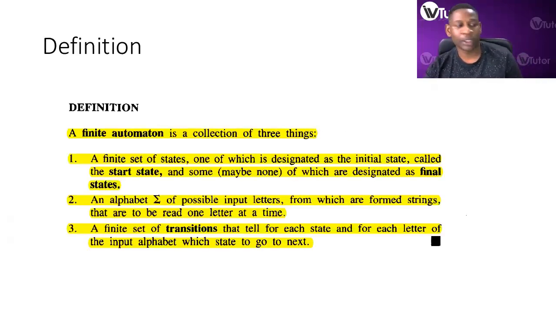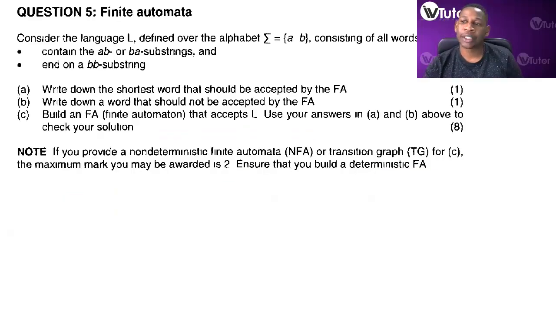So here we've got the definition of finite automata that we discussed last time. We said it's a collection of three things. Number one, we have a set of states: a start state, final states, and states that are neither initial nor final. Then we've got an alphabet, and we've got the set of transitions. Now let's look at the question.